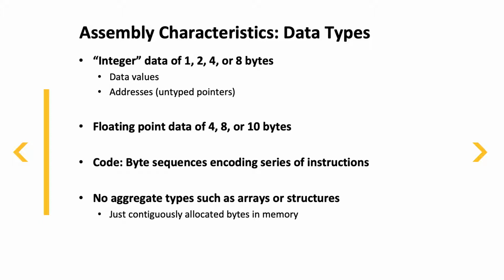Now, there are no aggregate data types such as arrays or structures in assembly. When we talk about an array, that's a high-level programming concept. When it gets down to the memory level, it's just contiguously allocated bytes in memory. So when we declare an array of the size that can hold 10 integers, we're just going to allocate in memory enough space to hold 10 integers, and we're going to keep it all together. So in assembly, no such thing as an array, no such thing as a struct. These are things that come in C and other high-level languages.